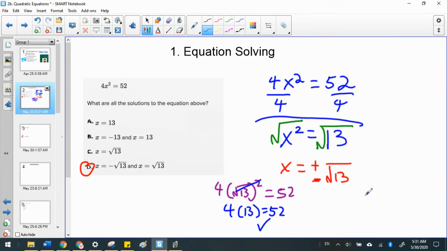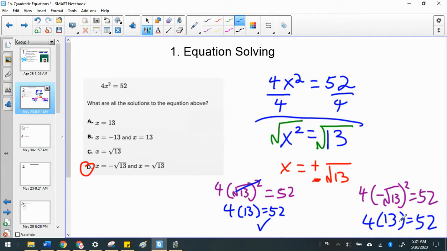And now, if we try it with the negative version of the square root of 13, it turns out that the negative square root of 13 squared also gives me a positive 13. Because when you take a negative number and square it, you get the same result as the positive version of that number, this solution also works. And that's why it's important to be aware that when you're square rooting a positive value, the result is allowed to be both the positive and negative version of that number. So that's how we know D is the correct answer.